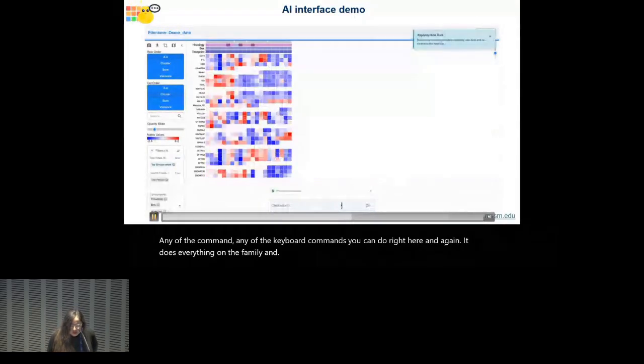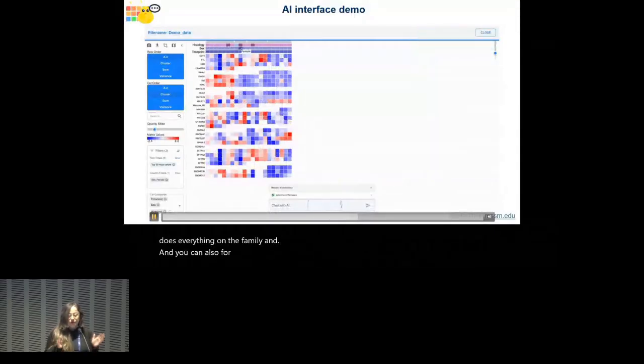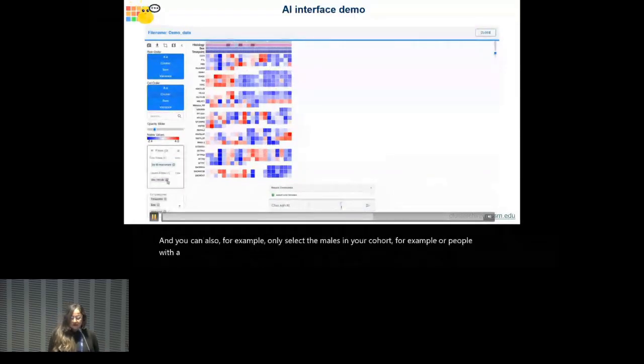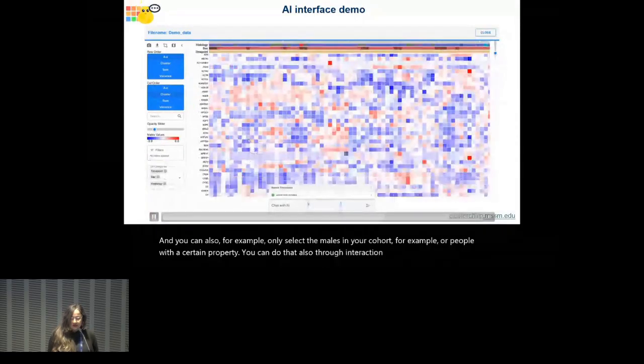And you can also, for example, only select the males in your cohort, or people with a certain property. You can do that also through interaction with the AI interface.